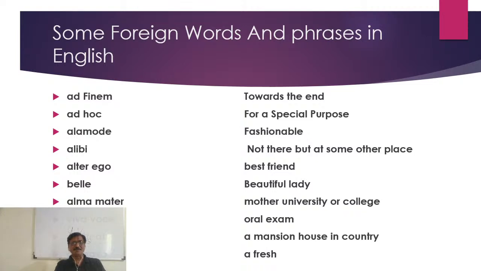Alter ego, that means your best friend. Instead of best friend you can use alter ego. For example, Mahesh is my alter ego. That means you want to say that Mahesh is my best friend. Belle. This is not the bell which you are ringing. This belle, B-E-L-L-E, its meaning is a beautiful lady. Then alma mater. This word you might have heard. Alma mater means a mother university or college. Suppose you are learning in some college now, but your previous college was something else. If you want to take the name of that college, you can say that so-and-so college is my alma mater.